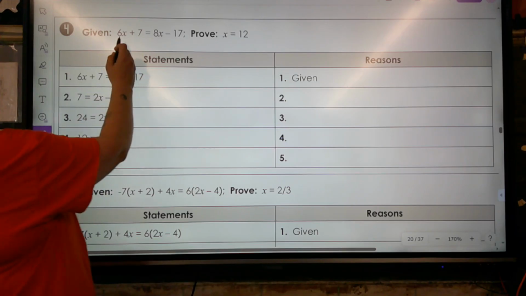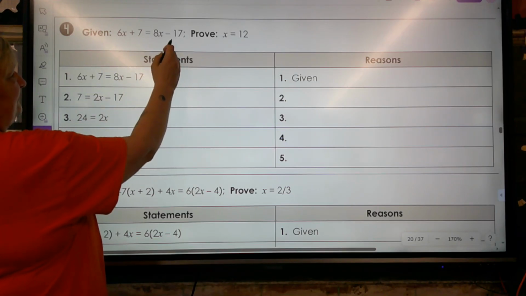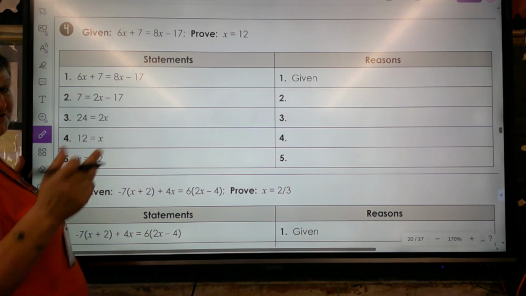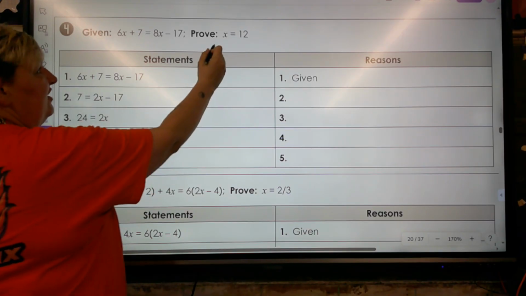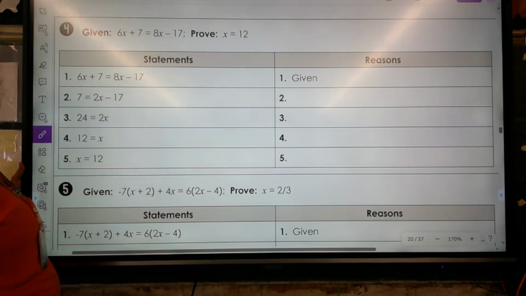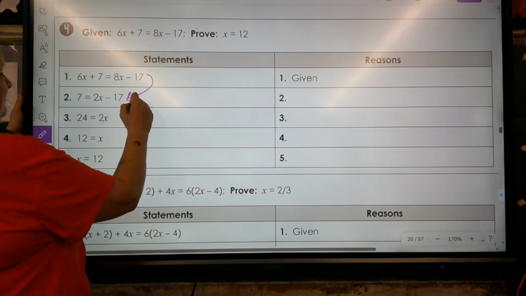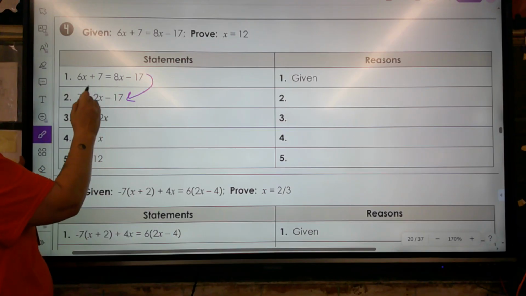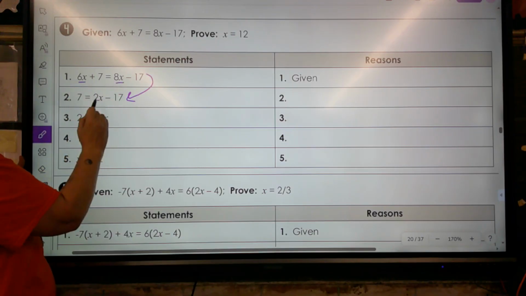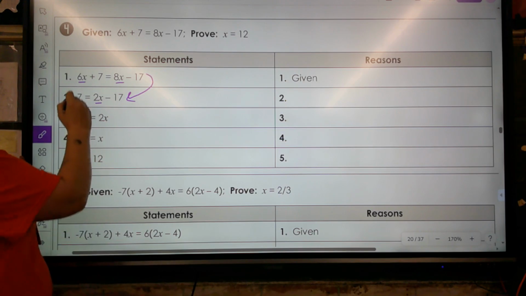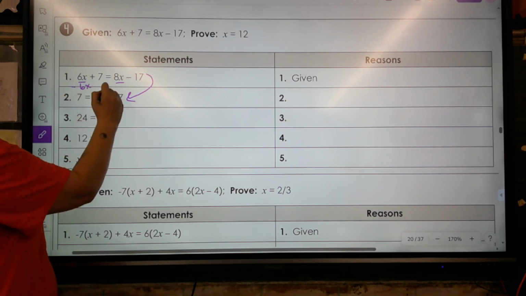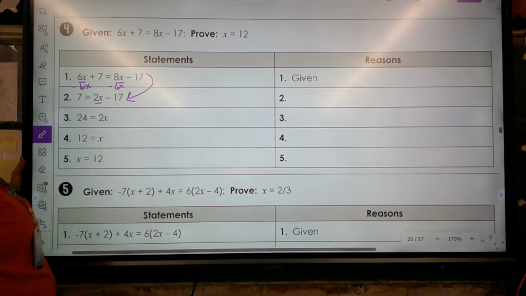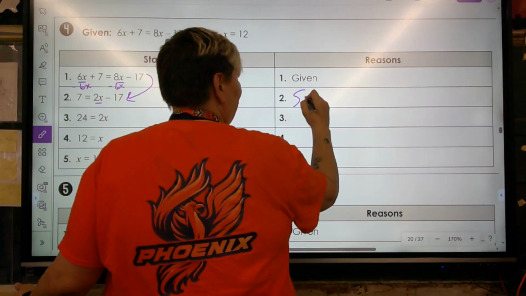So given 6x plus 7 equals 8x minus 17, they're going to complicate the issue by putting a variable on both sides. Prove that x is actually equal to 12. All right, so from here to here, it looks like they moved the variable. How did they move the variable? Because there was a variable here, and now it's just here. So they subtracted 6x from both sides. That's subtraction property.